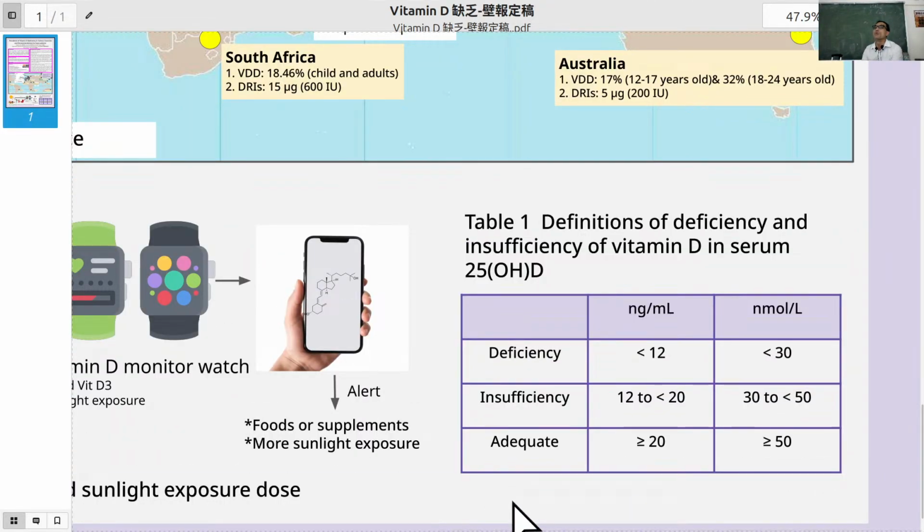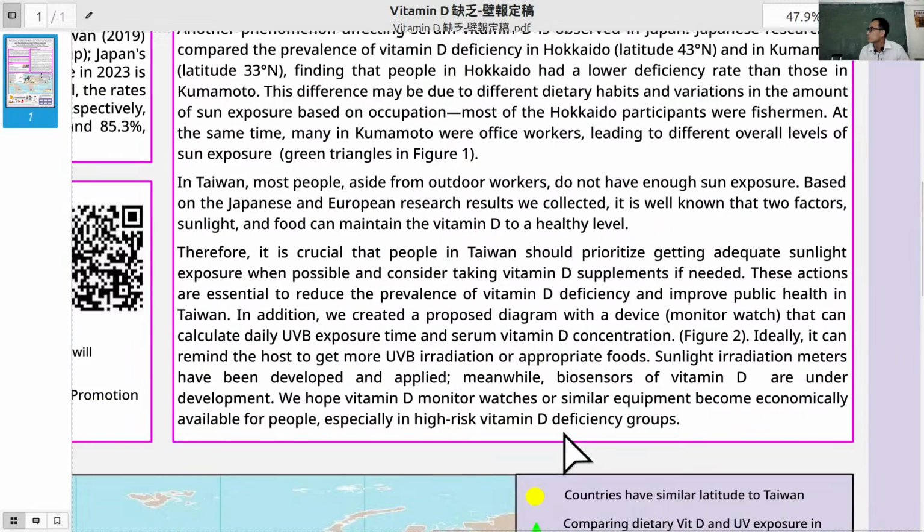According to the WHO, the World Health Organization, the definition has two units, nanogram per milliliter or nanomole per liter. The units are different. We're focusing on the nanogram here. Deficiency means serum vitamin D concentration is less than 12 nanograms per milliliter. Insufficient is between 12 and 20. Greater than or equal to 20 is better, that's adequate. Okay, so that is the definition from the US and from the WHO.